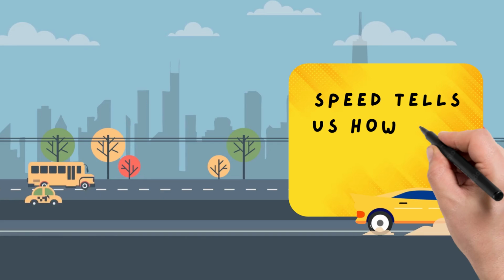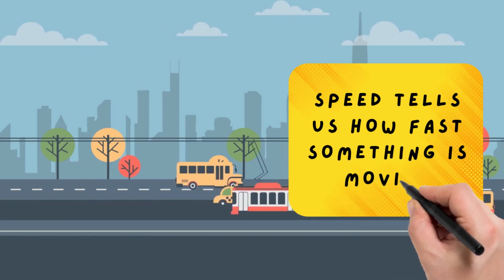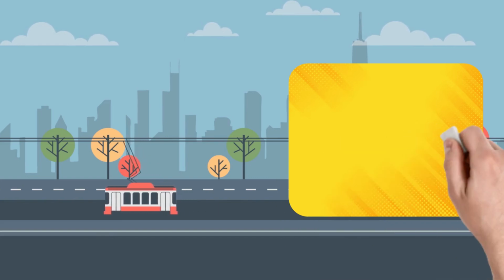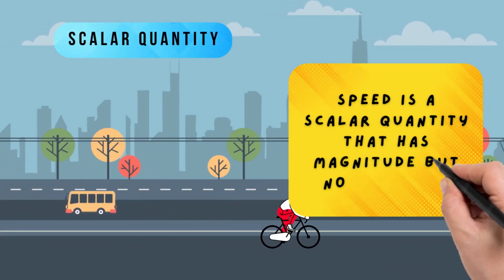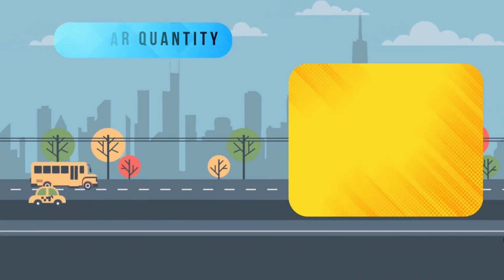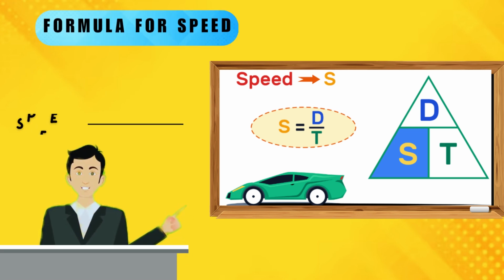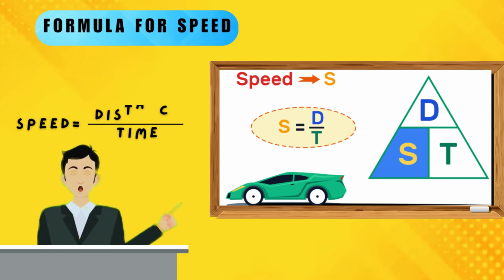Speed. Speed tells us how fast something is moving. Speed is also a scalar quantity that has magnitude but no direction. Now let's have the formula for speed or average speed. So speed is equal to distance divided by time.